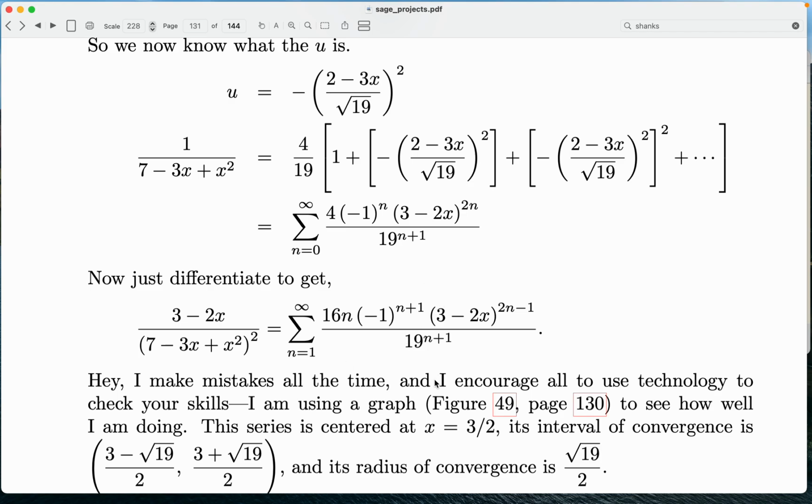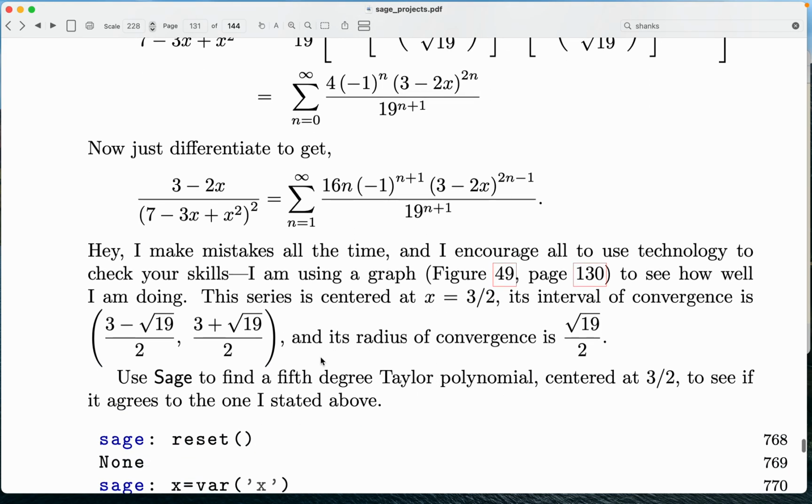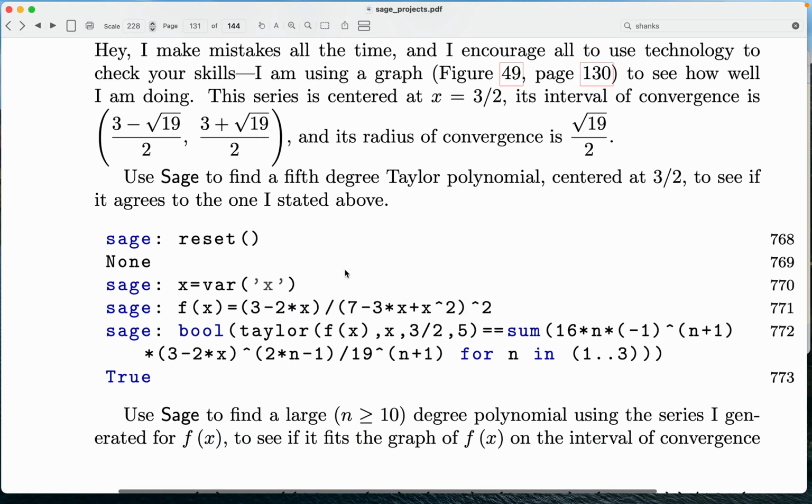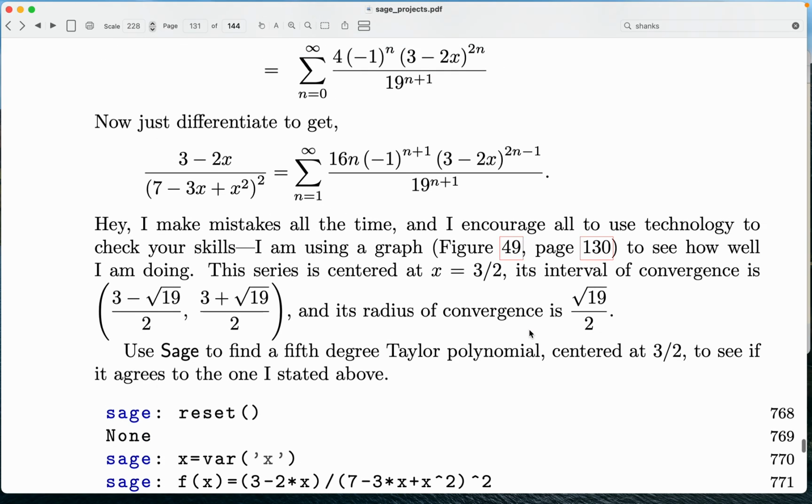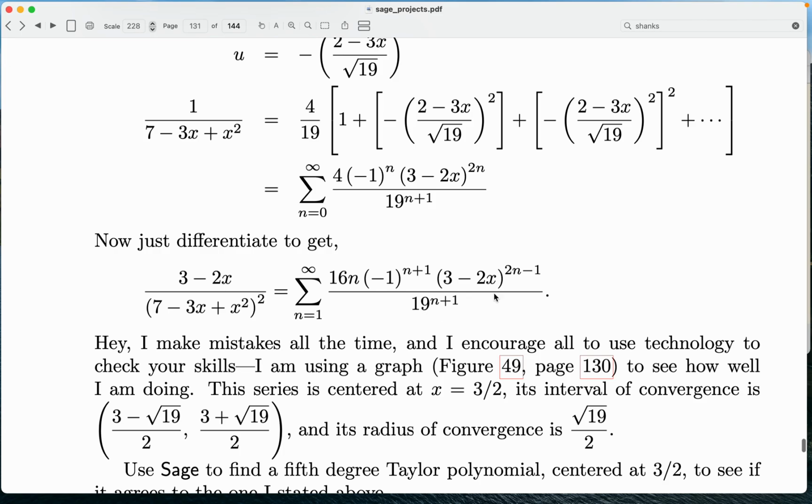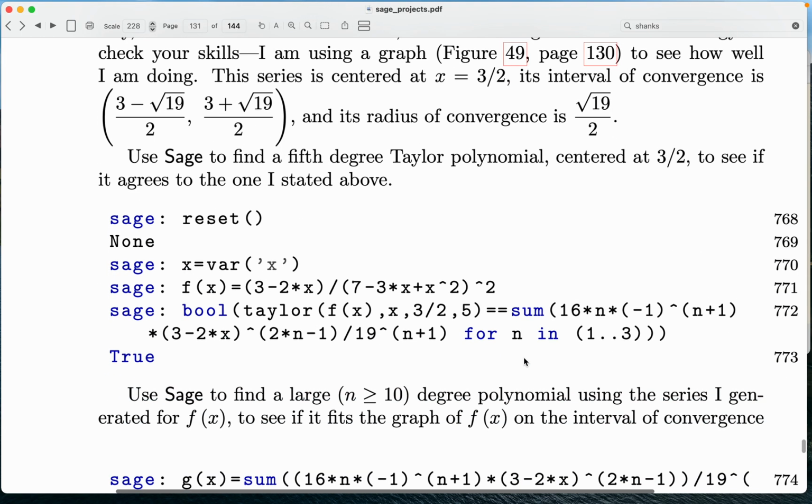But anyway, I get a series for it by doing some handwork, and I get an interval of convergence over here. Now, what I want to claim over here, just looking at the Sage code, is I generate a series for this using Taylor, but I want to see if the series that I'm getting, by the way, which is centered at 3/2, if the fifth degree polynomial over here is identical to what I got over here. So I had to type that up. I'm using Boolean to see if it's true, and it does say it's true.